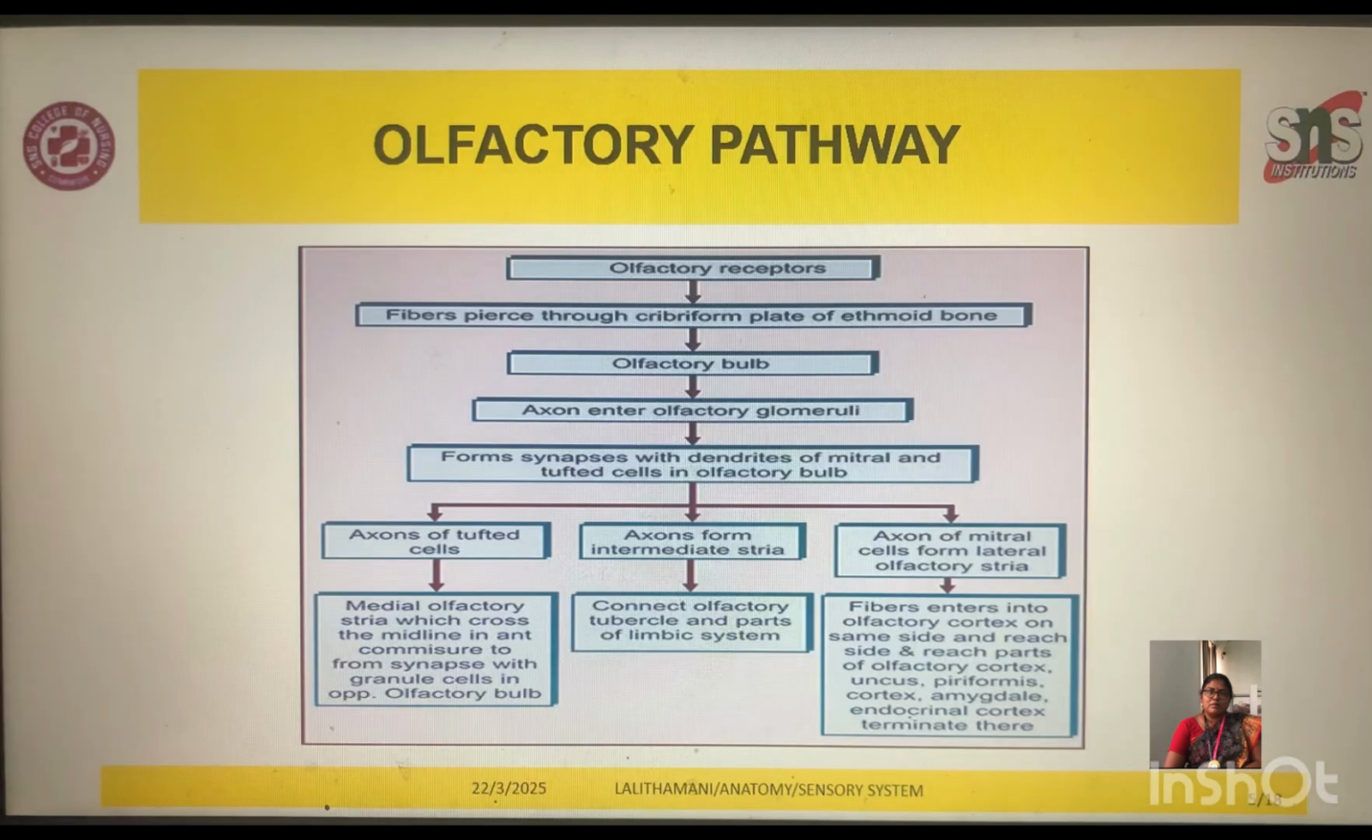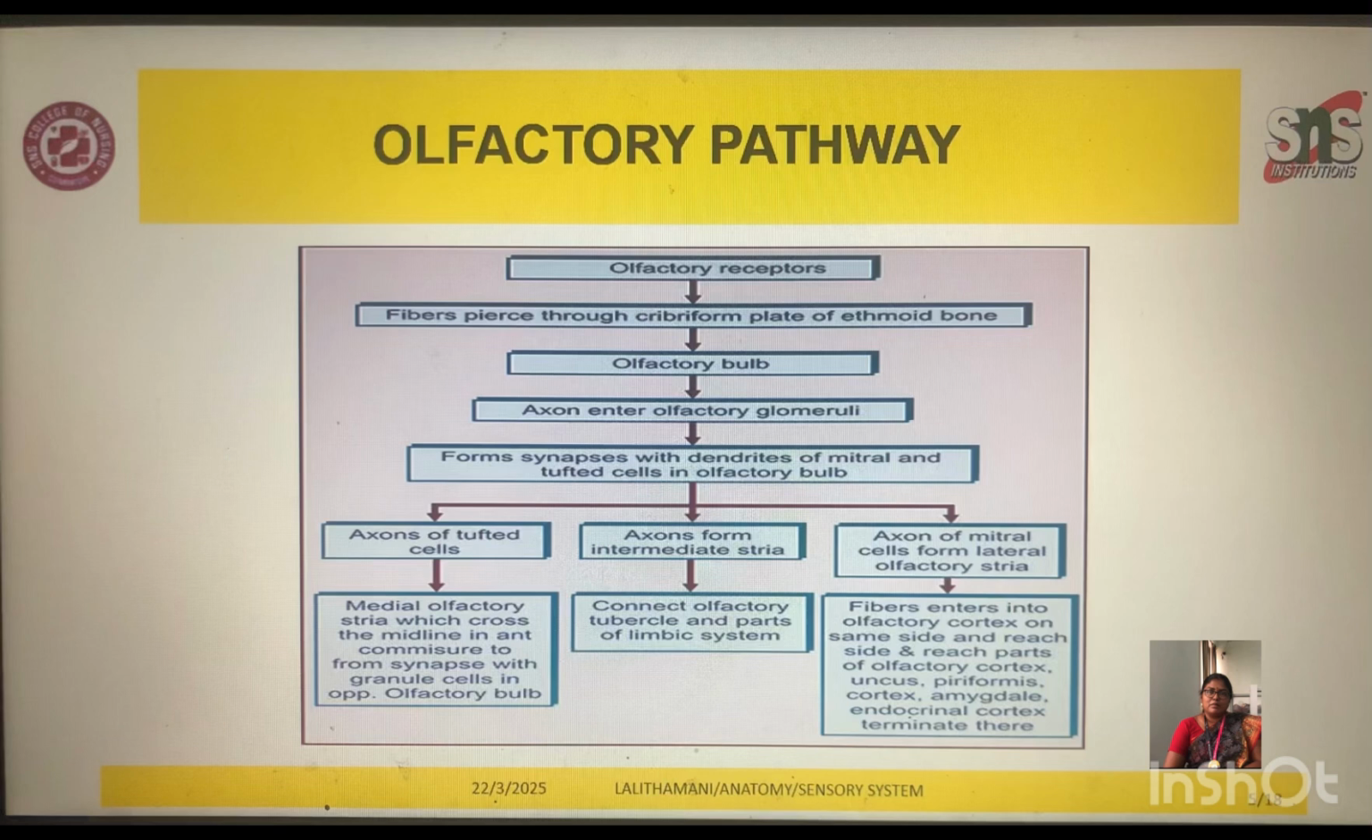When synapses with the dendrites of mitral and tufted cells in the olfactory bulb have formed, three responses are made. One is the axons of the tufted cells, the second is the axons forming the intermediate stria, and the third is the axons of mitral cells forming the lateral olfactory stria. The axons of tufted cells lead to the medial olfactory stria, which crosses and forms synapses with the granule cells opposite in the olfactory bulb.